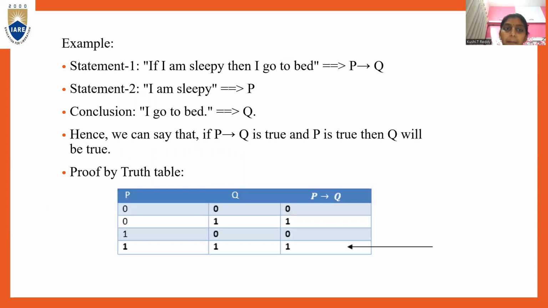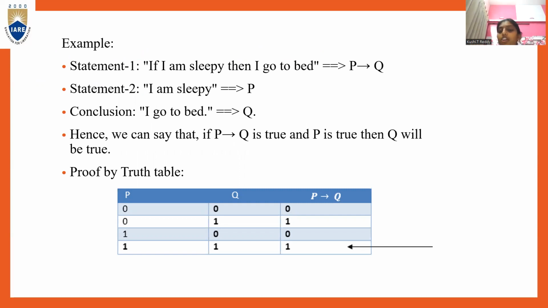So let us take an example. The first statement is if I am sleepy, then I go to bed. So P implies Q. Statement 2 is I am sleepy, that is P, and the conclusion is I go to bed, Q. Hence, we can say that if P implies Q is true and P is true, then Q will automatically be true. Now the proof by giving the truth table.